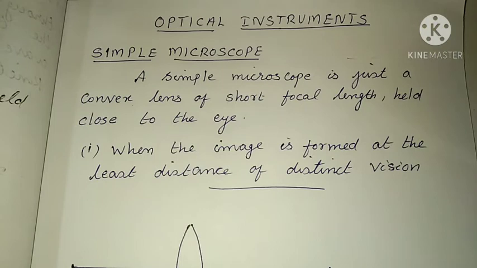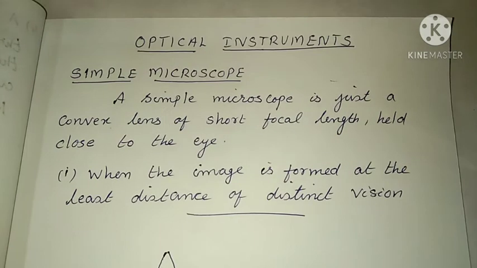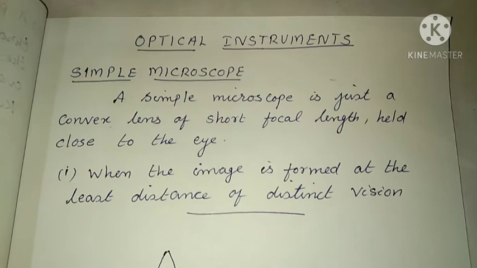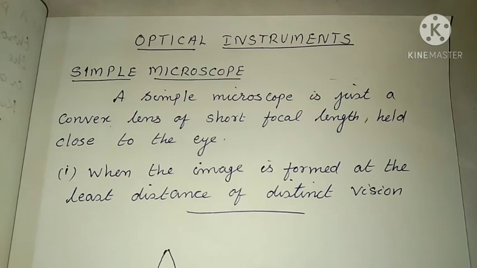Dear children, today we are going to continue the remaining portion of the chapter Ray Optics. There the last content is Optical Instruments. Optical instruments consist of simple microscope, compound microscope, astronomical telescope, etc. There we first want to study the simple microscope. A simple microscope means it is just a magnifying glass.